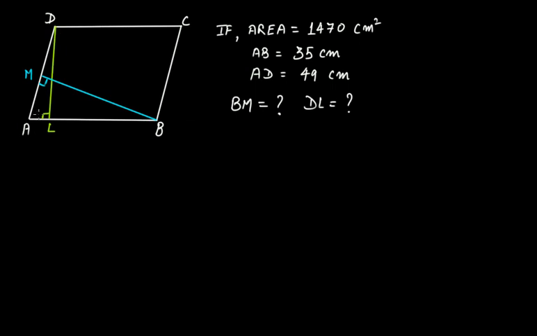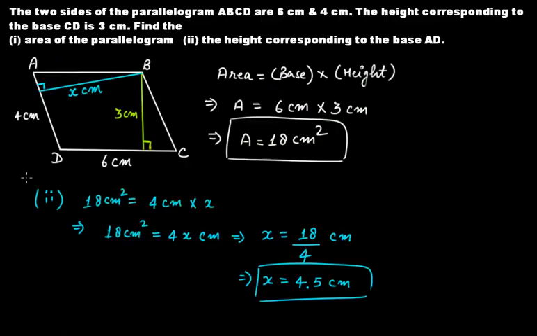Okay, in this diagram ABCD is a parallelogram, and from vertex B a perpendicular has been drawn on this AD, and from vertex D a perpendicular has been drawn on side AB. Area is 1470 centimeters square. If AB is equal to 35 centimeter, AD is equal to 49 centimeter, right? What is BM? That is this one, and what is DL? That is this one. It's something similar to what we have done here.